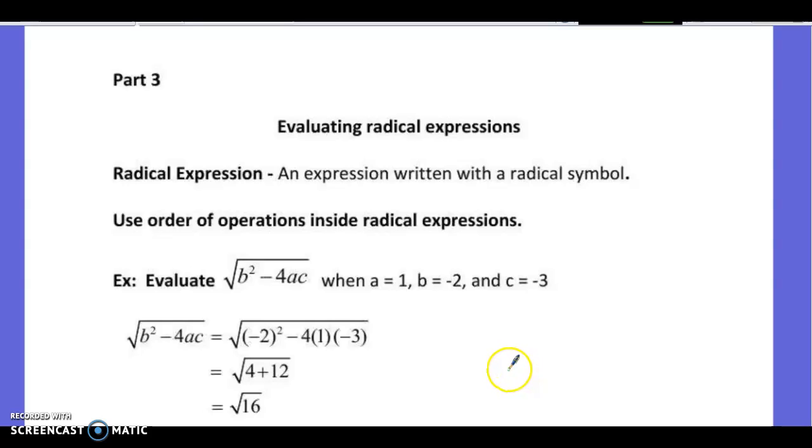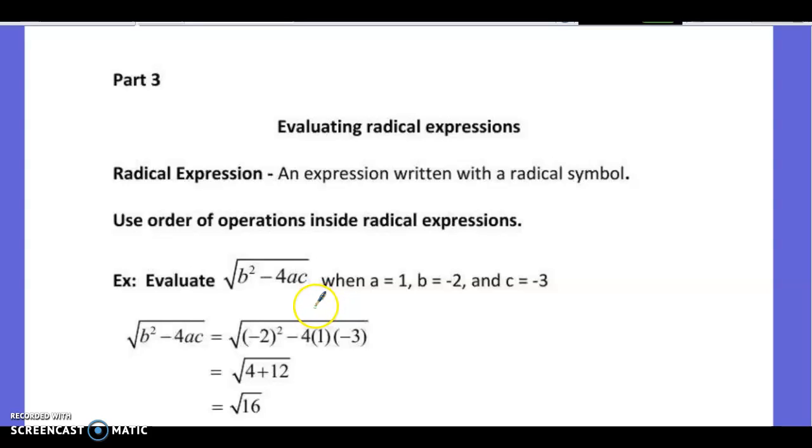All right, for this section in part 3, 11.1, valuing radical expressions. So this part again is also pretty straightforward. It's just substituting numbers into an expression and solving. We're going to be using this form as the square root of b squared minus 4ac. This is going to come into play later when we are dealing with quadratic equations.